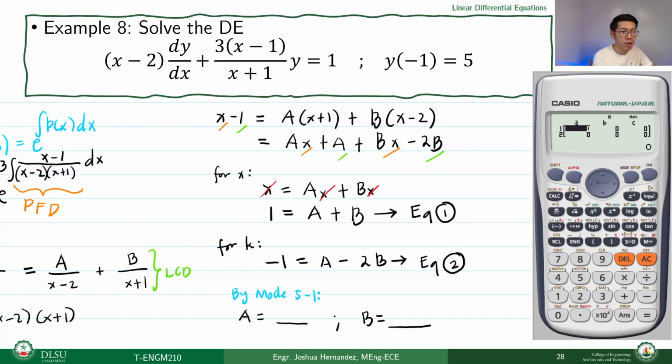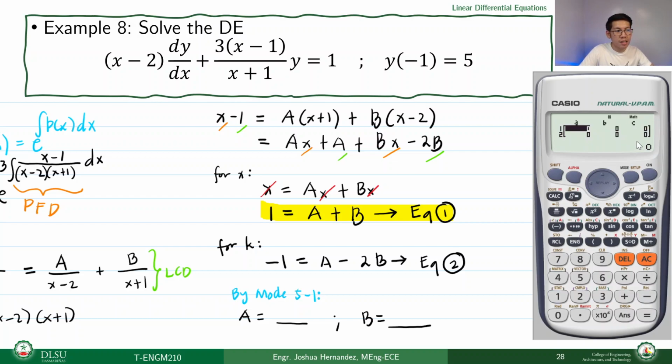So, from equation 1, kailangan natin kunin yung mga coefficients niya. For A, the coefficient is 1. For B, 1. And then, of course, yung constant part is 1. Now, we must take note na yung form sa mode 5 ay ito. Ax plus by equals c. So, ibig sabihin, dapat nandun sa kabila yung kabilang hand side of the equation yung constant natin.